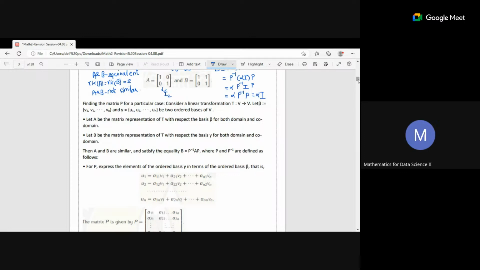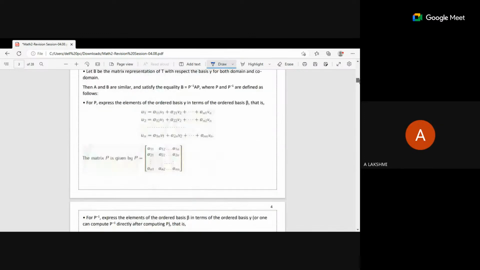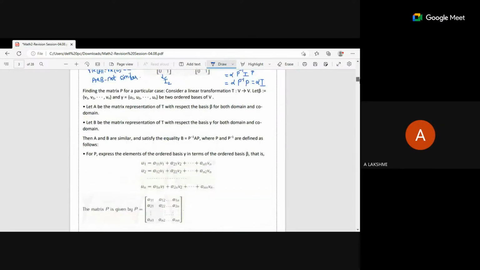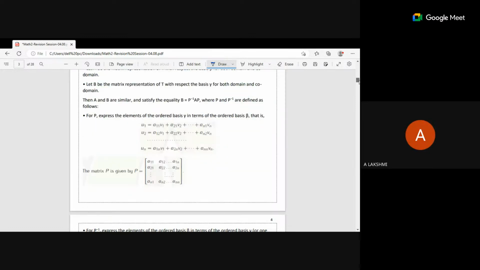Okay. Ma'am, is it always that for B the domain and the codomain are both in gamma? Yes. When you are considering similar matrices, this is what you have to see. A should be expressed with respect to beta for both domain and codomain, and B with respect to gamma for both domain and codomain. Okay, ma'am. And to get P, we have to express gamma in terms of beta, ma'am.